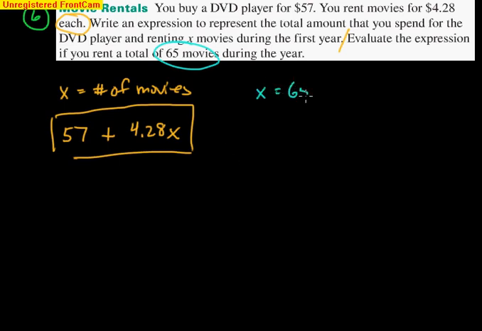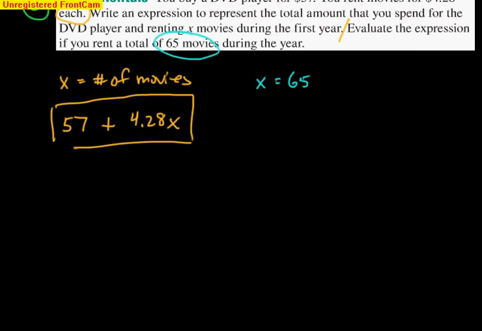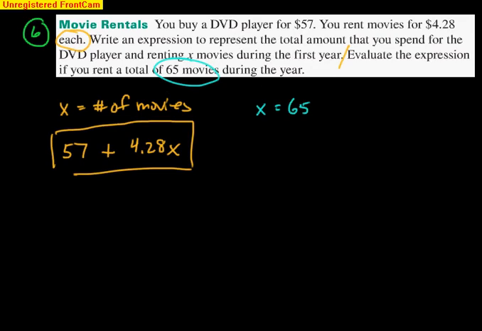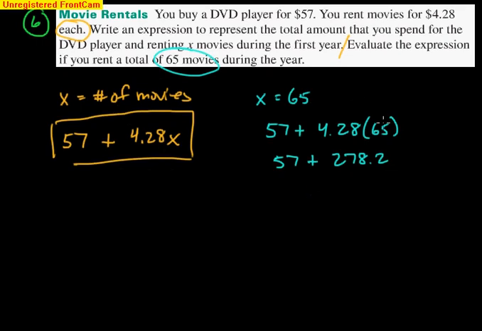So plug in 65 for X. I don't know why my thing keeps moving. I gotta mess with the buttons. Okay, so we do 57 plus 4.28 times 65. And here's our handy dandy calculator. 4.28 times 65. 278.2. So that 57 remains the same, and this is 278.2. Of course, we should know it's 20 cents. Add that to the 57. 335.2. So we add the 0 for 20 cents, and we put a dollar sign. And that's how much you're going to spend in 1 year renting all those movies.